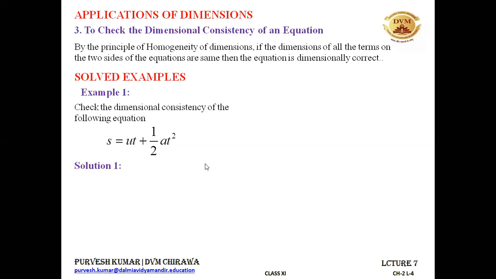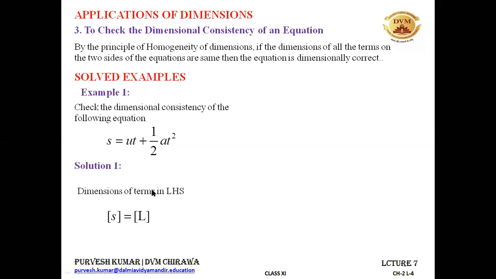Solution 1. Dimensions of terms involved in left hand side. So towards the left hand side, only one term is there, that is s. So we need to write its dimension. We know s is a distance, and distance is some kind of length. So the dimensions for s will be L. So that's what we know.